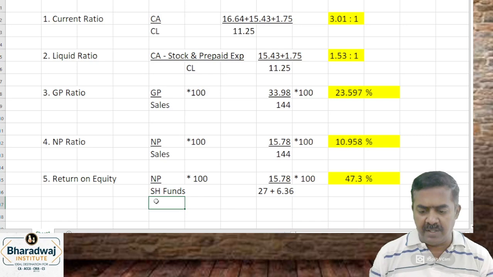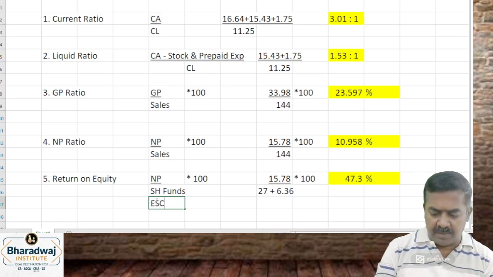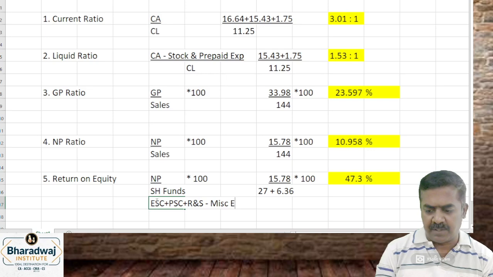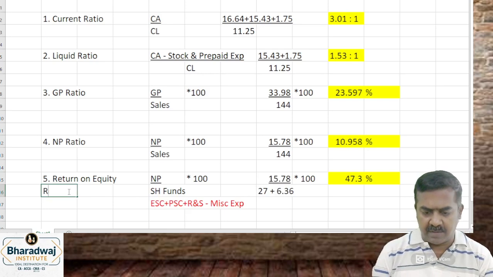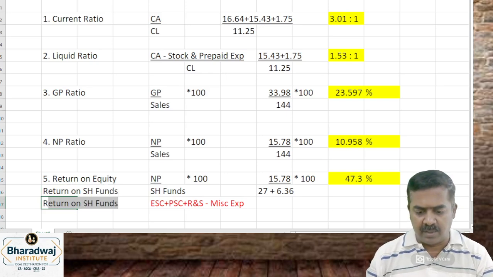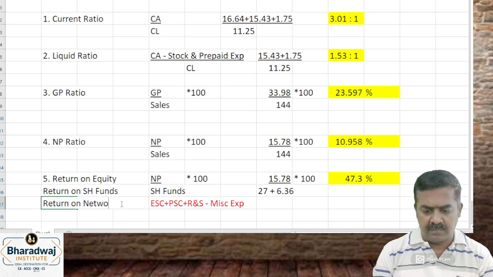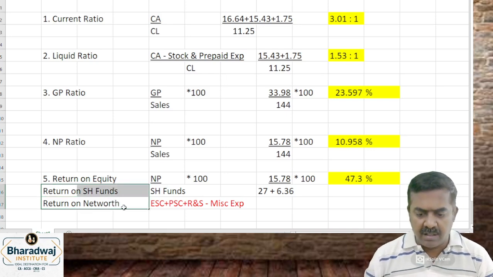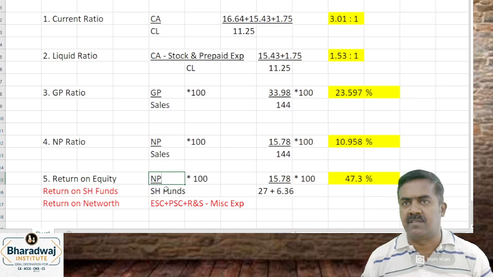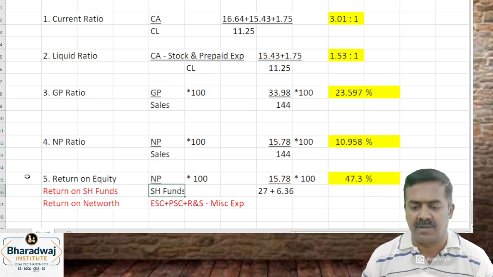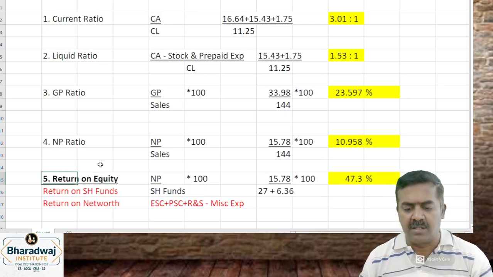Yet shareholders funds means this includes equity share capital plus preference share capital plus reserves and surplus minus miscellaneous expenditure. Return on equity is nothing but return on shareholders' funds, total shareholders' funds. It is also called as return on net worth. Specific return on equity shareholders' funds, we will take net profit minus preference dividend divided by equity shareholders' funds into 100. General return on equity is return on total shareholders' funds.